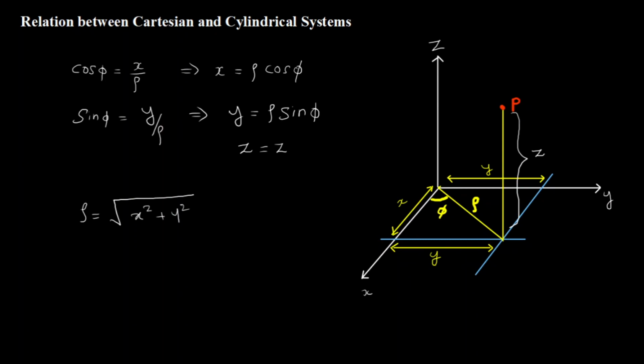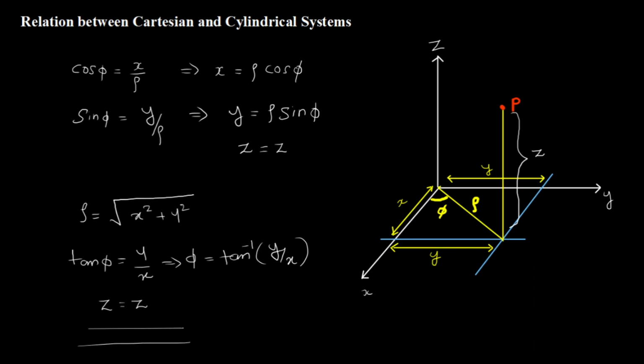Next what I need to find is phi. For finding phi with respect to x and y, I write tan phi from this triangle. So tan phi is y by x, opposite side by adjacent side, or phi is tan inverse of y by x. And as I told, z is z. So if x and y are given, you can easily find rho, and similarly for the same x and y you can easily find phi, and z is the same. So this is how we convert, or relate, Cartesian and cylindrical coordinate systems.